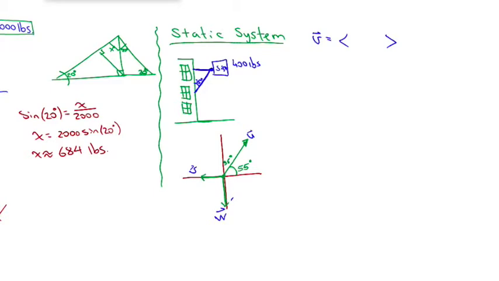Oh, actually, no. That one's actually the hard one. Hold on. Let me back up. Yeah, that one's the hard one. We'll come back to it in a second. The W vector is easy. W's going straight down at 400.